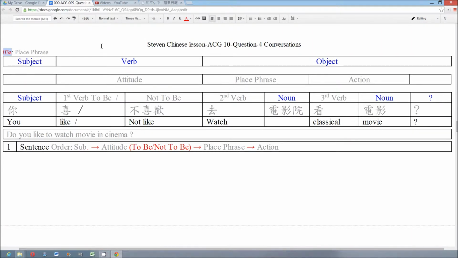This is 3A. It shows how to use the place phrase in to be or not to be interrogative. The order of such a sentence is the subject, adjective, and the place phrase, and then the action. For example, 你喜不喜歡去電影院看電影? Do you like to watch movies in the cinema? This is the first verb. It shows the adjective, and this is the second verb, and this one is the third verb, and it shows the action, and we place the place phrase in between the adjective and the action.